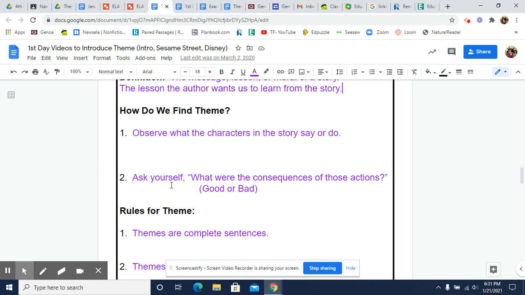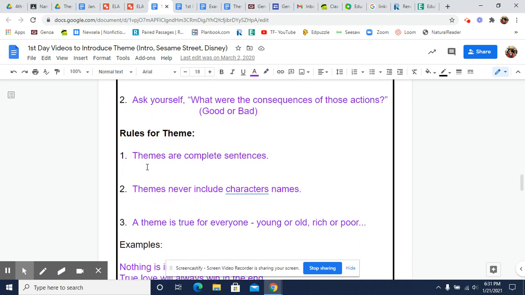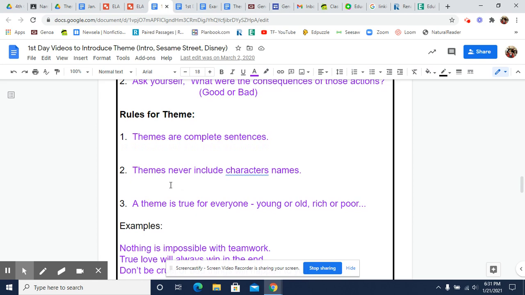Okay. Then they gave you three rules, and these are important rules to know. The first, themes are complete sentences. Okay. So everything I do, right, is a complete sentence. So make sure that when you are writing a theme, it must be a complete sentence, not a one word thing. Number two, themes never include characters' names.